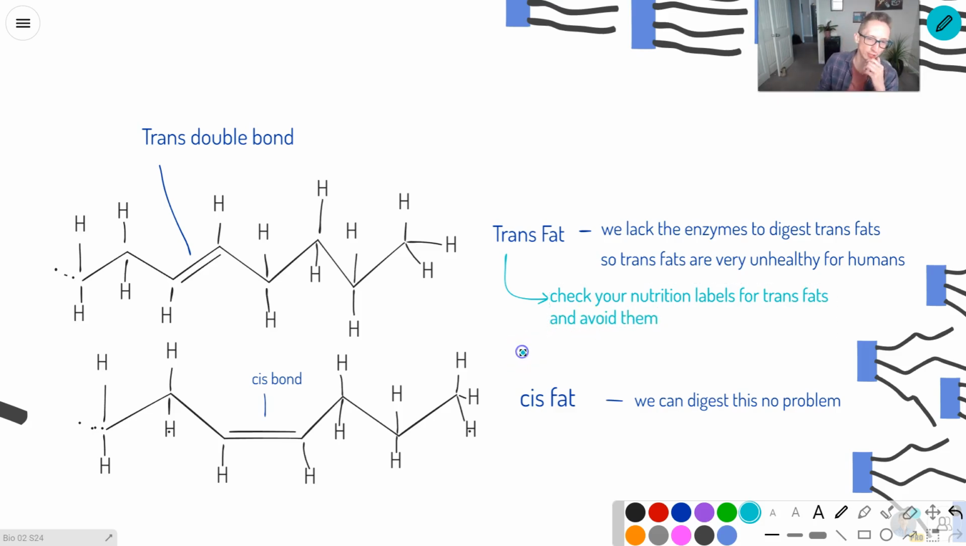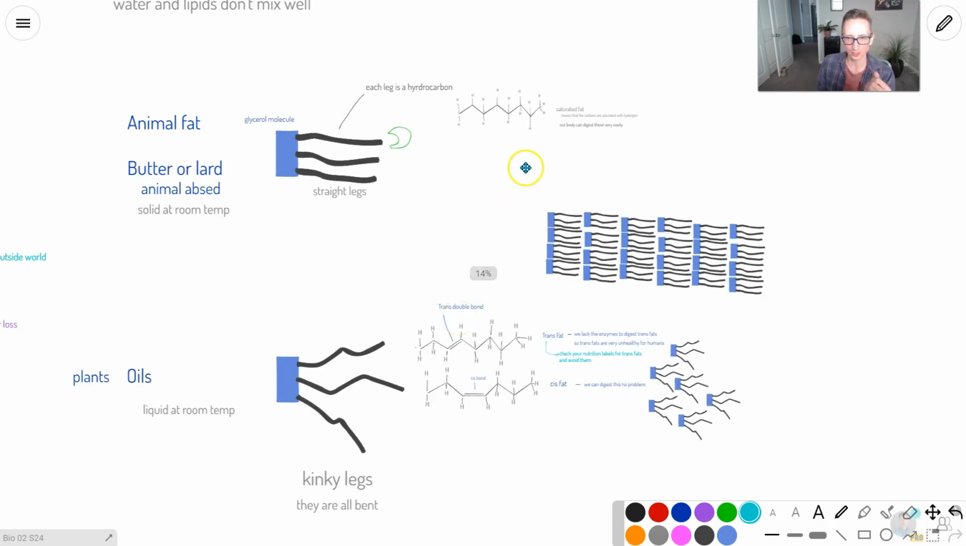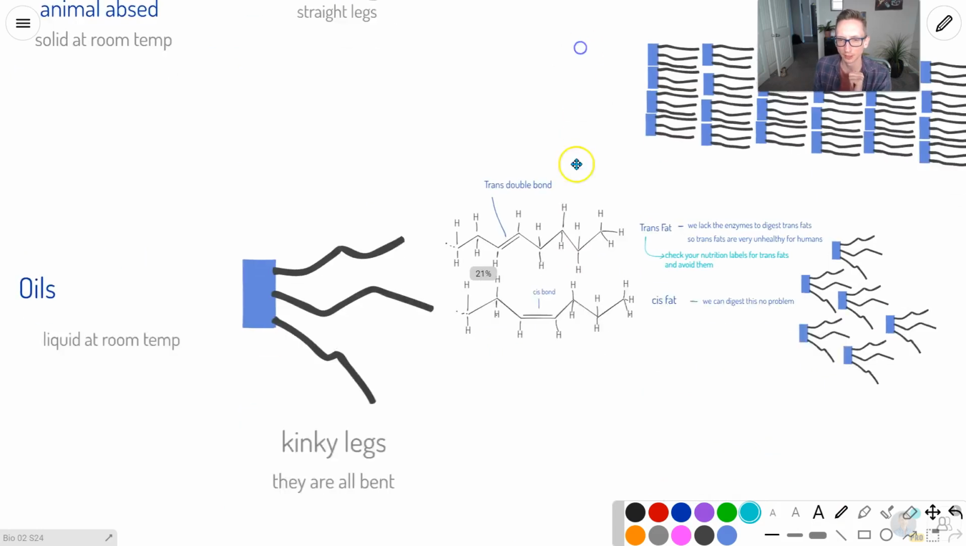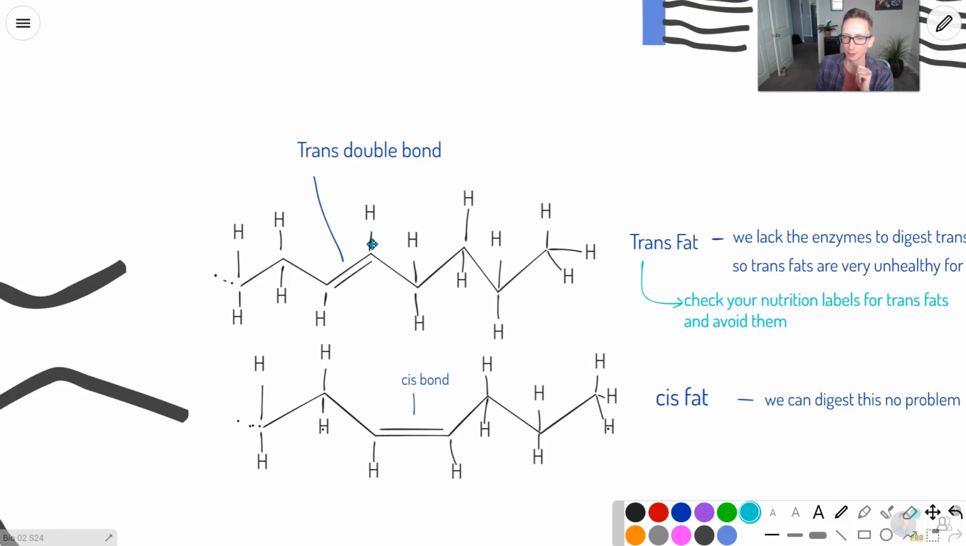Okay, that's a lot on triglycerides. So you now know why butter and oil are either solid or liquid at room temperature. Pretty cool. You also now know what a saturated fat is. It's actually totally fine for you. People talk about them as being something bad, but a saturated fat is totally cool. Body can digest that very easily. It's trans unsaturated fats. This is unsaturated because it's not saturated fully with hydrogens. A cis unsaturated fat, no big deal for you, but a trans unsaturated fat can give you some health problems.